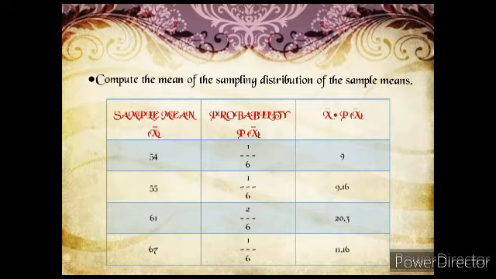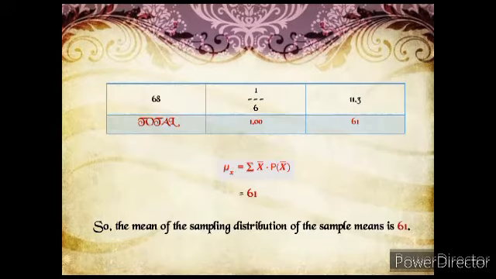55 times 1 over 6 is equals to 9.16. 61 times 2 over 6 is equals to 20.3. 67 times 1 over 6 is equals to 11.16. 68 times 1 over 6 is equals to 11.3.